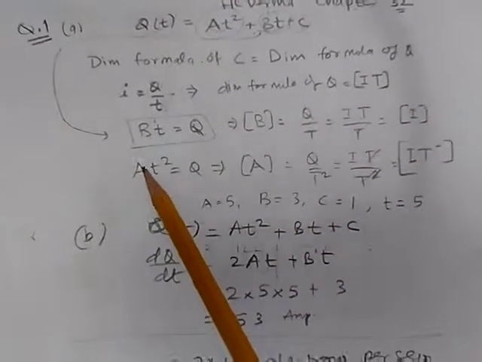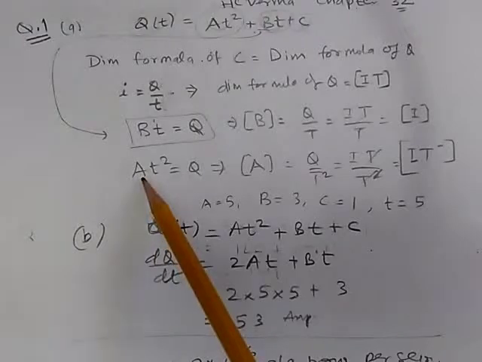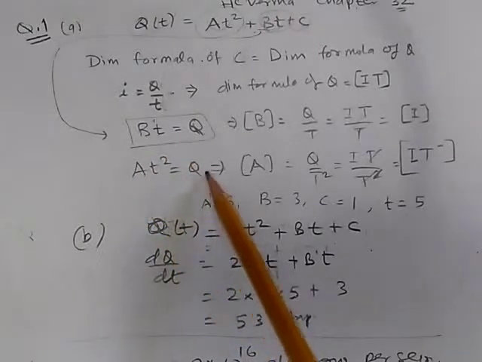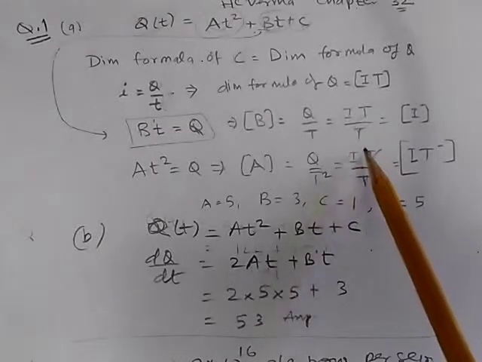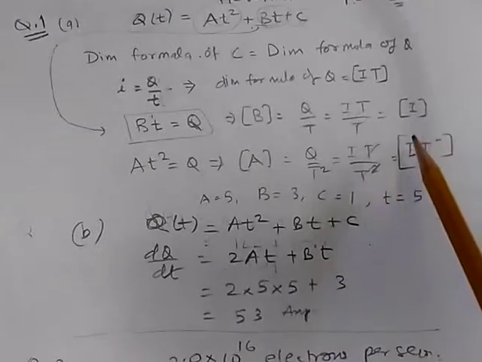In the same way, At square is equal to Q. The dimensional formula of A is Q by T square. Q is IT, current into time, and T square cancels partly. So it is I by T, or I T to the power of minus 1.